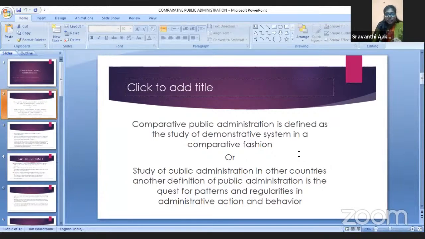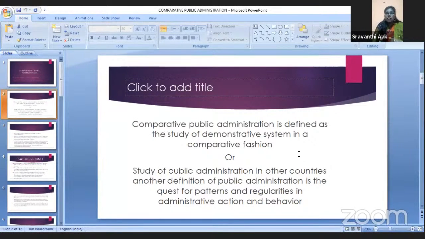So if you look at the screen, it is clearly visible that comparative public administration is defined as the study of administrative systems in a comparative fashion, or the study of public administration in other countries. And there is also another definition of public administration. So it is very, very simple, very clear. We are comparing the public administrative systems of different countries.